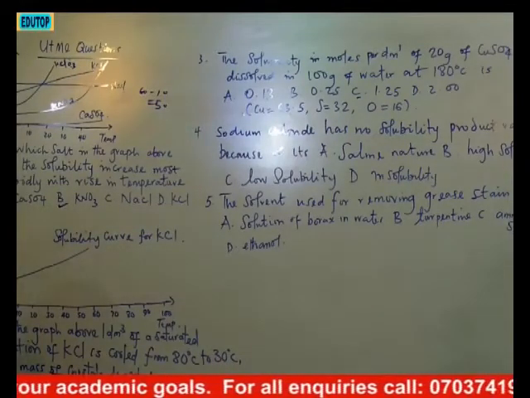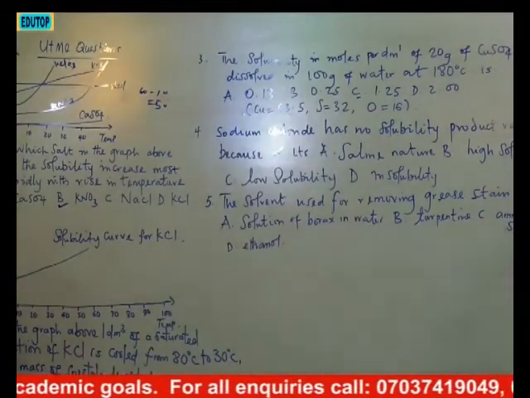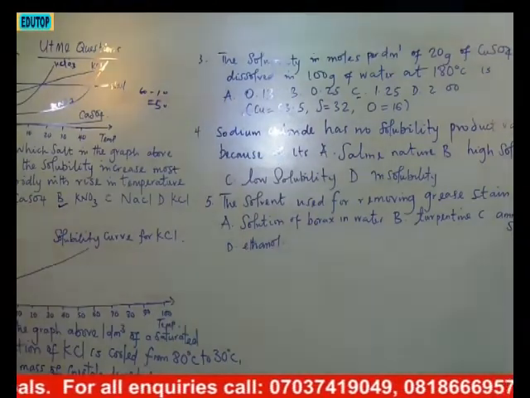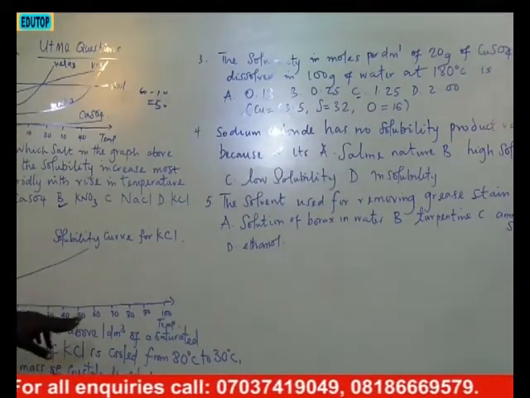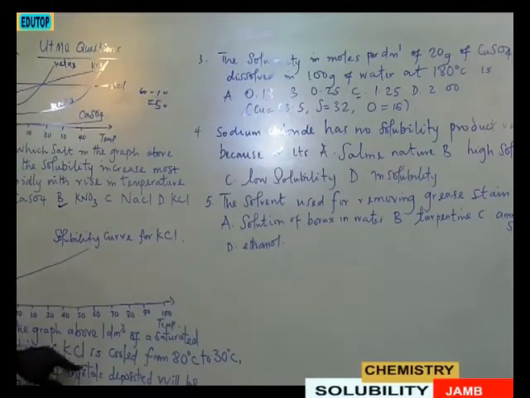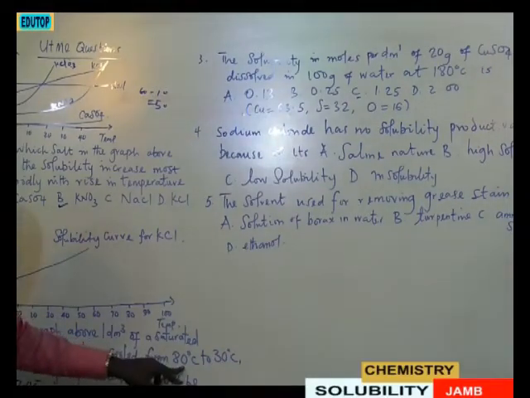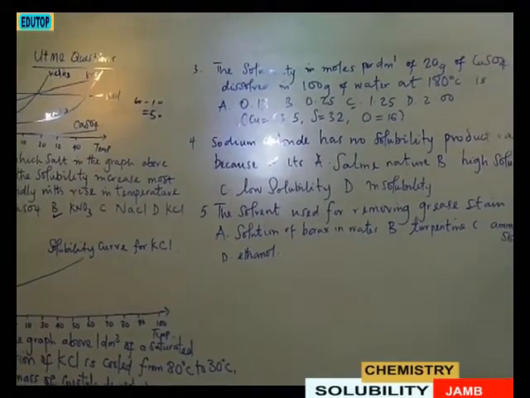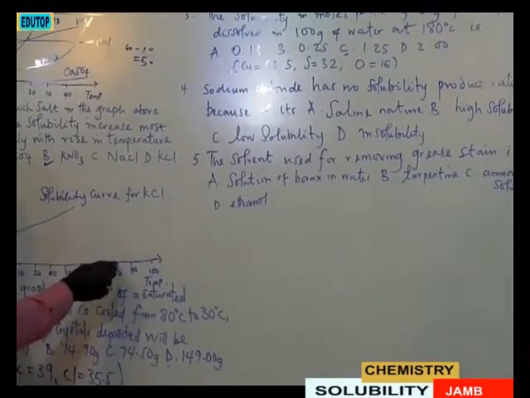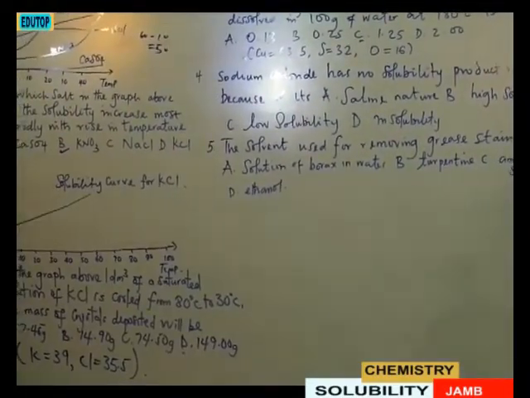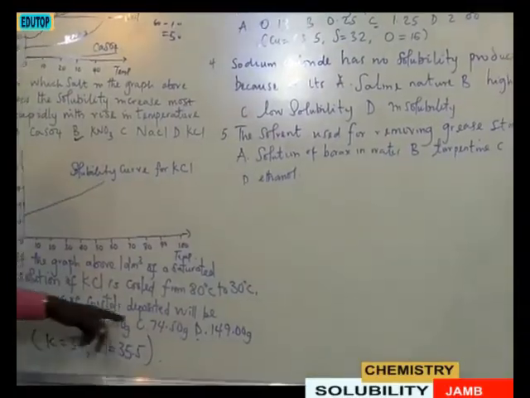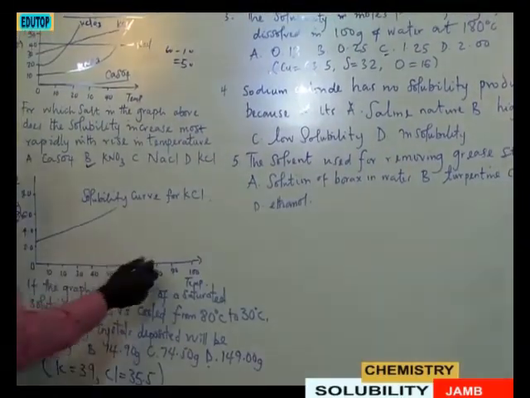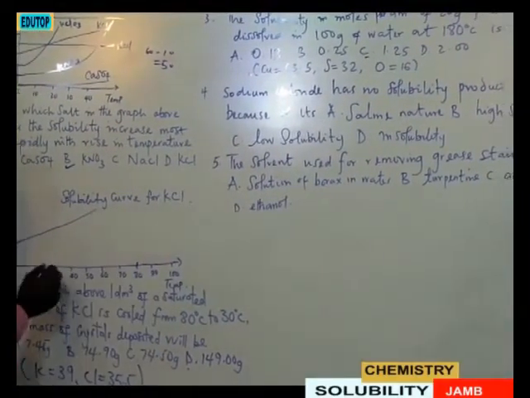Then the second question is also on solubility, but I think this one has to do with calculation. We have our solubility against our temperature. If, from the graph above, 1 dm cube of a saturated solution of potassium chloride is cooled from 80 degrees Celsius to 30 degrees Celsius, so it's cooled from this range to this range, the mass of the crystal deposited will be what? If you look at this very well, it is cooled from this range to this range.